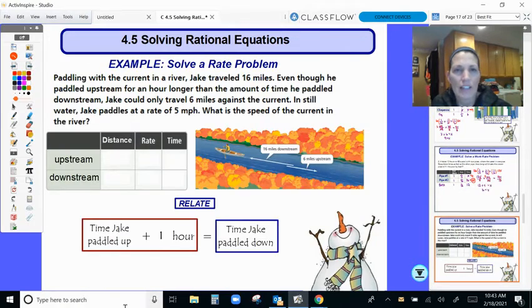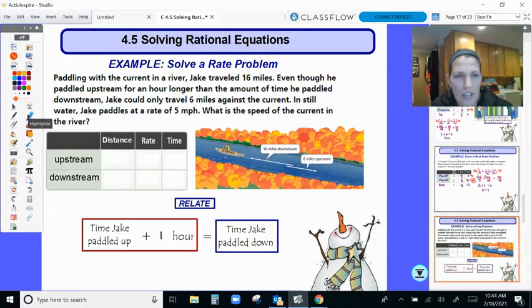All right. So now we're going to get into a rate problem here. Paddling with a current in a river, Jake traveled 16 miles. Even though he paddled upstream for an hour longer than the amount of time he paddled downstream, Jake can only travel 6 miles against the current. In still water, Jake paddles at a rate of 5 miles per hour. So what's the speed of the current in the river?